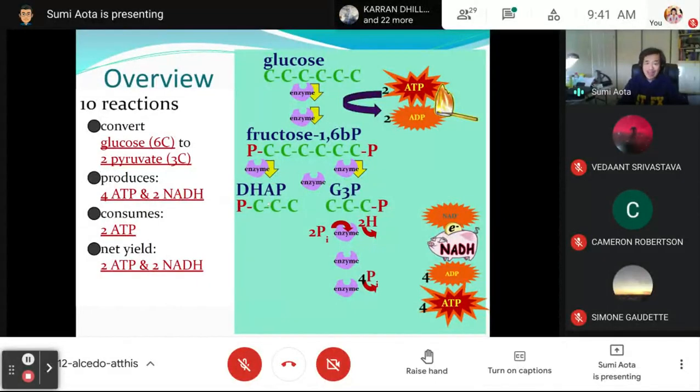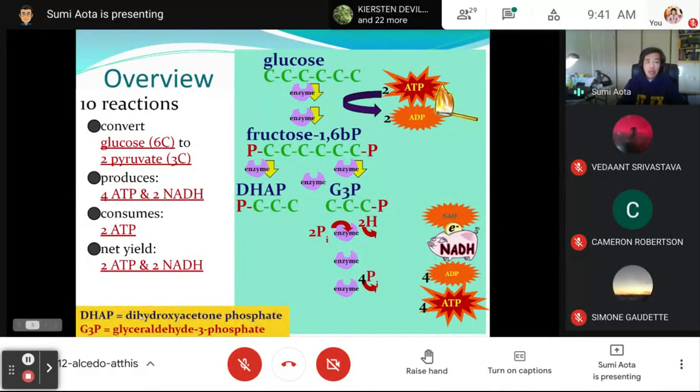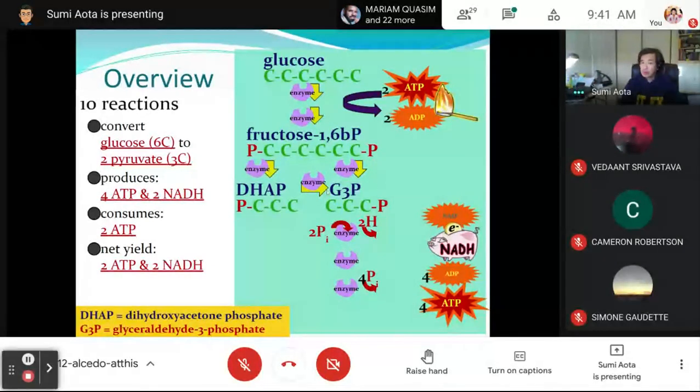They're called DHAP and G3P. DHAP is short for dihydroxyacetone phosphate. G3P is glyceraldehyde 3-phosphate. You don't need to know the long forms. You should recognize G3P as the halfway molecule. The reason why G3P is the more important one for this process is that DHAP will be converted to G3P. So at this point, everything happens to DHAP twice, or to G3P twice.